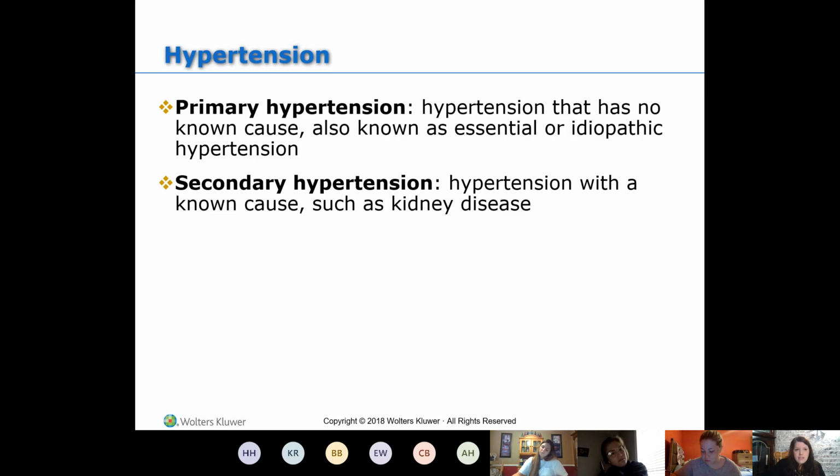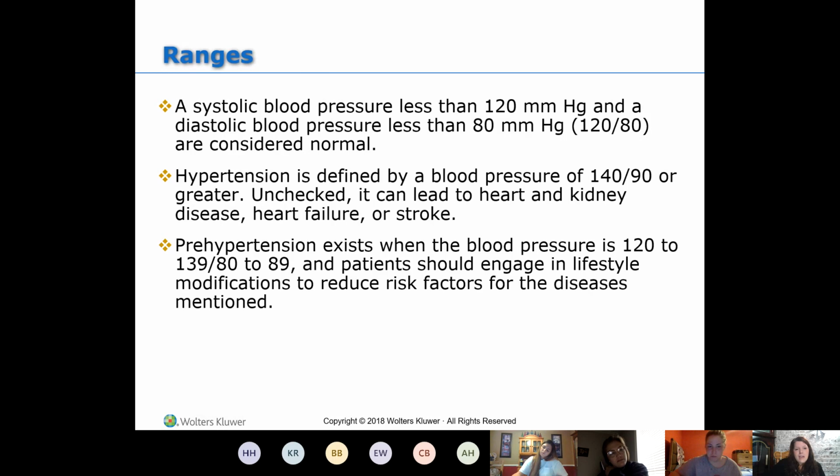We've already talked about this. Systolic blood pressure less than 120 and diastolic less than 80 is considered normal. We know that hypertension, if left uncontrolled, can lead to heart and kidney disease, heart failure, and stroke. And we know that pre-hypertension exists when the blood pressure is 120 to 139 or 80 to 89, and patients should be placed on lifestyle modifications.